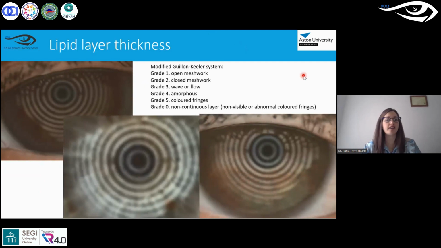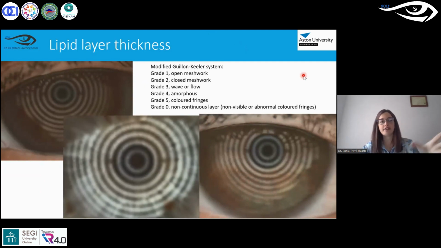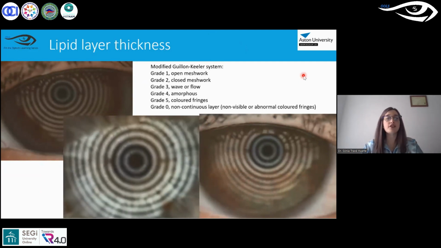If you don't have a K5 or a LipiView or any of those devices, you could still use your plain old slit lamp. It does pretty much everything that you need to. Just do a Purkinje one, so the specular illumination.